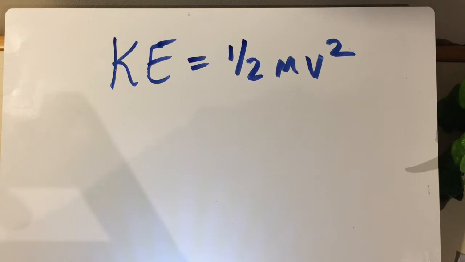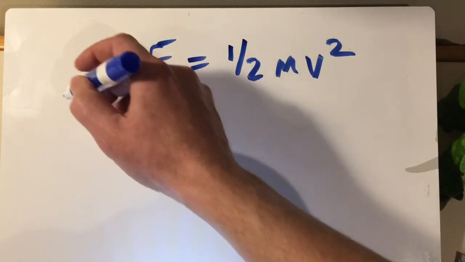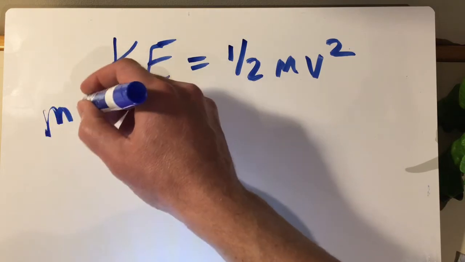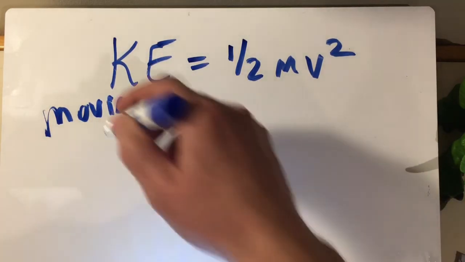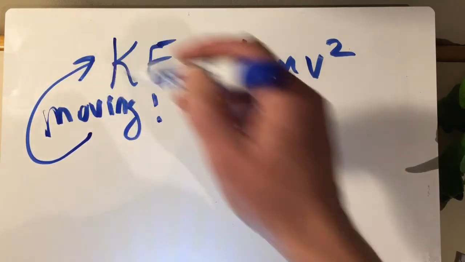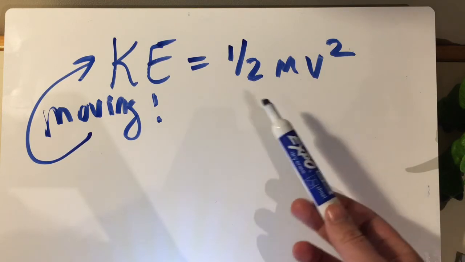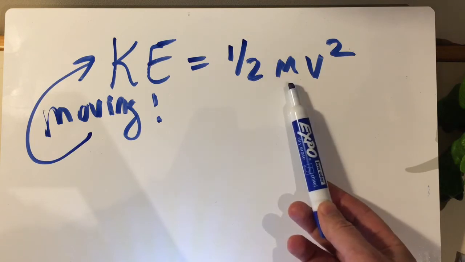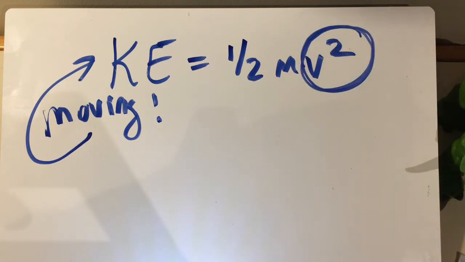Okay, so kinetic energy is the energy of motion. It's anything that's moving. Anything that's moving has kinetic energy. So if an object is motionless relative to anything else, then we consider it to have 0 kinetic energy. That kinetic energy is equal to 1/2 of its mass times its velocity squared. Let's do a quick example.